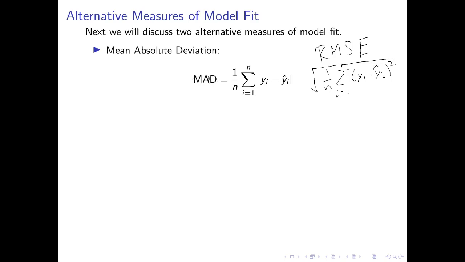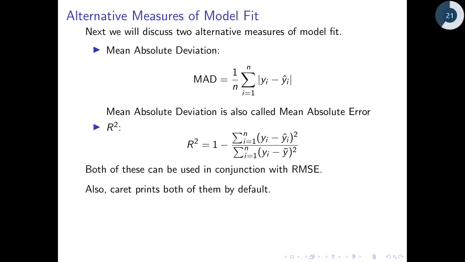Sometimes people call it mean absolute error. Okay, so either way, you have this mean absolute deviation, mean absolute error, both synonyms for replacing the squared distance here in mean squared error with absolute values. The other alternative measure of model fit that we'll talk about is R squared.